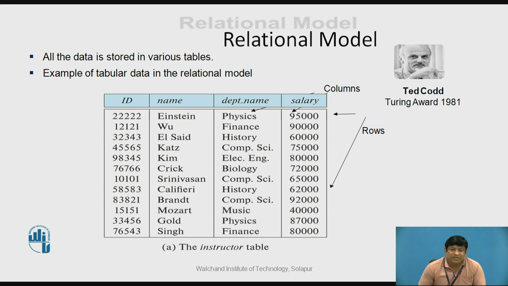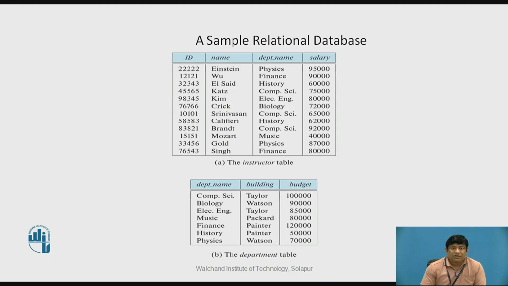Here we consider a simple example of the instructor table. In the blue line, there are ID, name, department name, salary. These are the columns, and each record with respect to those columns is a row, and we can also refer to it as a tuple. Here again, we can consider sample relations of the instructor table and the department table.